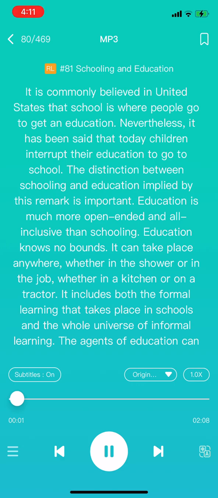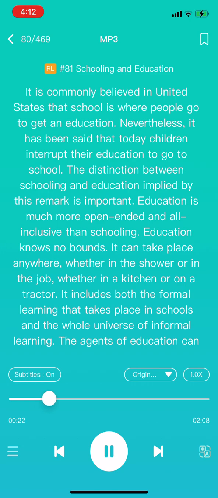It is commonly believed in the United States that school is where people go to get an education. Nevertheless, it has been said that today children interrupt their education to go to school. The distinction between schooling and education implied by this remark is important. Education is much more open-ended and all-inclusive than schooling.